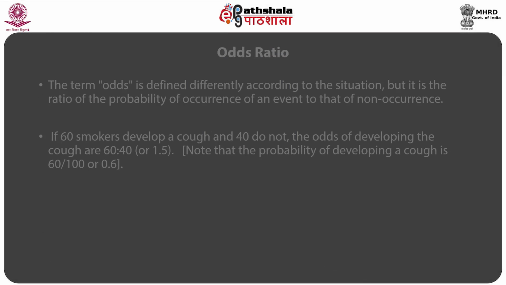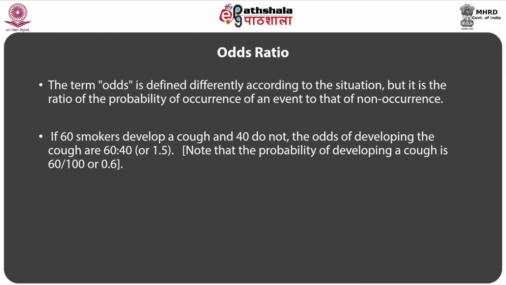Odds ratio. The term odds is defined differently according to the situation, but it is the ratio of the probability of occurrence of an event to that of non-occurrence. If 60 smokers develop a cough and 40 do not, the odds of developing the cough are 60:40, that is 1.5. Note that the probability of developing a cough is 60/100 or 0.6.